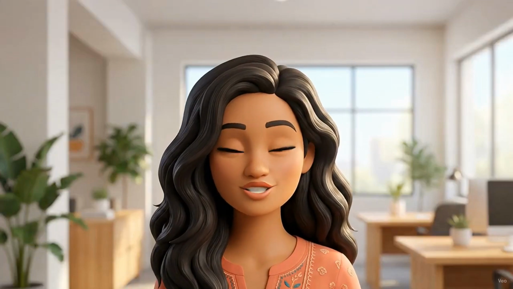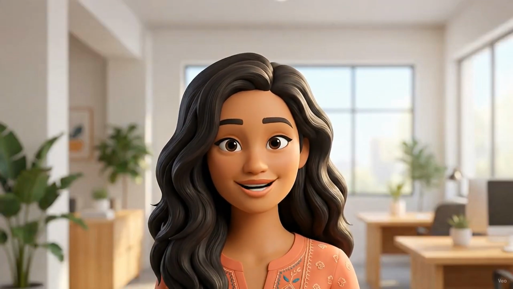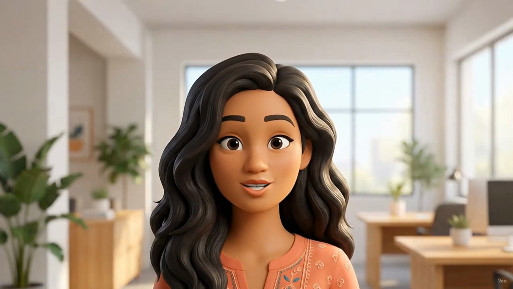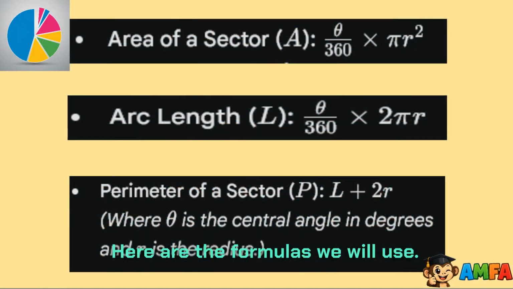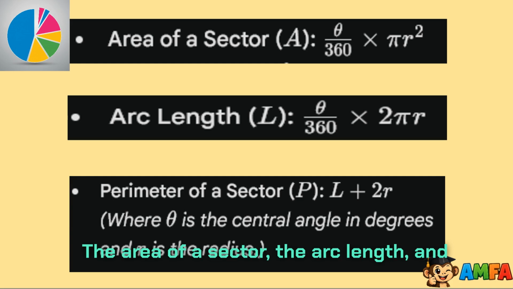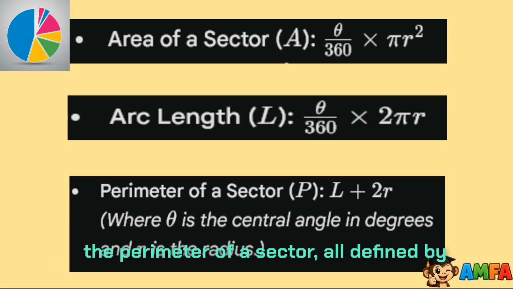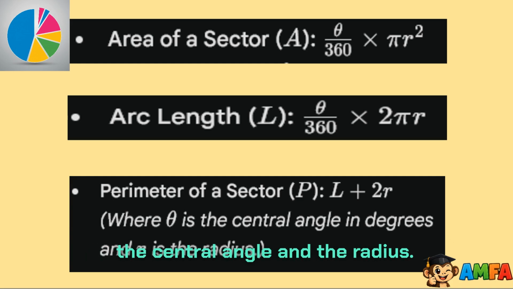Welcome to this video on solving math problems related to sectors. We will be walking through step-by-step solutions to help you understand these concepts. Here are the formulas we will use: the area of a sector, the arc length, and the perimeter of a sector, all defined by the central angle and the radius.